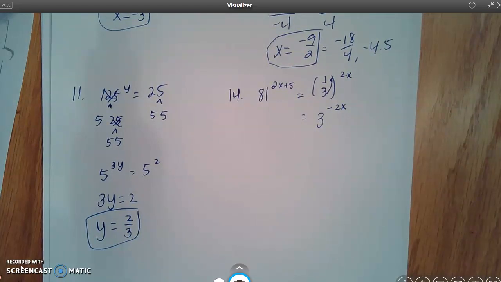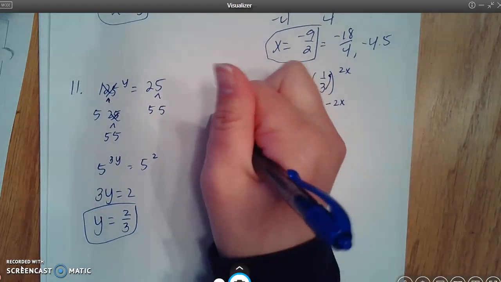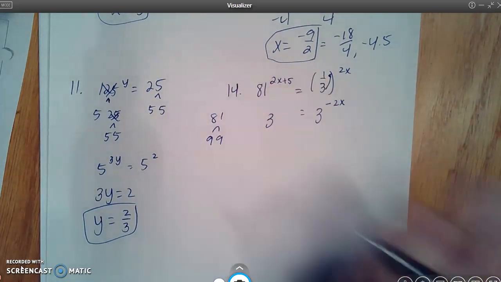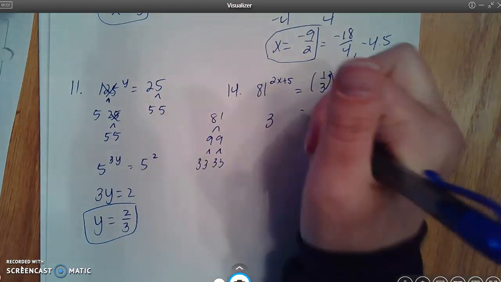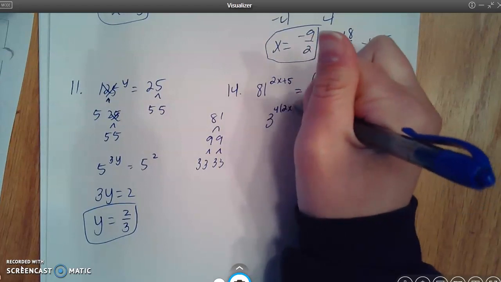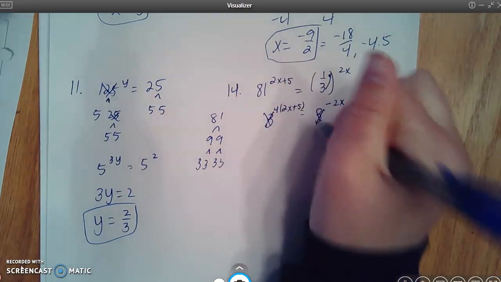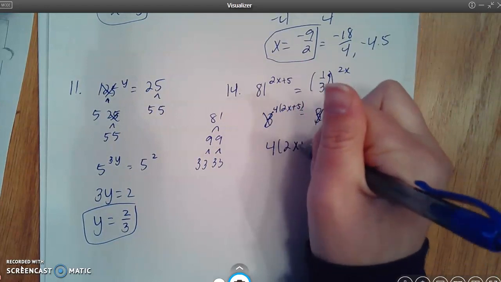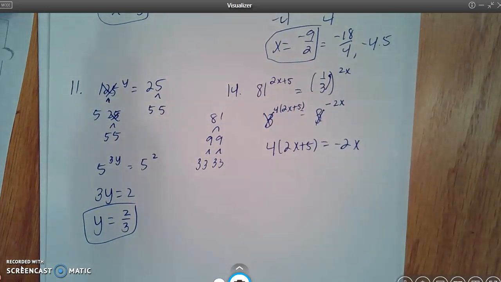That means I now need to rewrite 81 so that I have 3 to an exponent. 81 is the same thing as 9 times 9, and then you get 3 and 3 and 3 and 3, which means I had 4 3's. That worked. Then you take your 2 exponents and multiply them. Now that we have that, my 3's can cancel out, and I'm left with 4 times 2x plus 5 is equal to -2x.